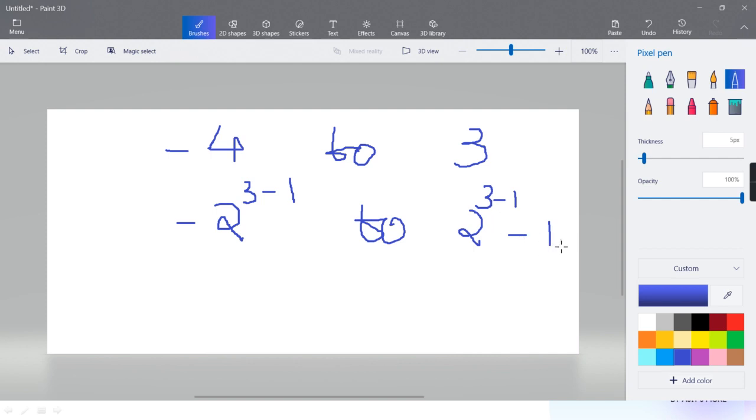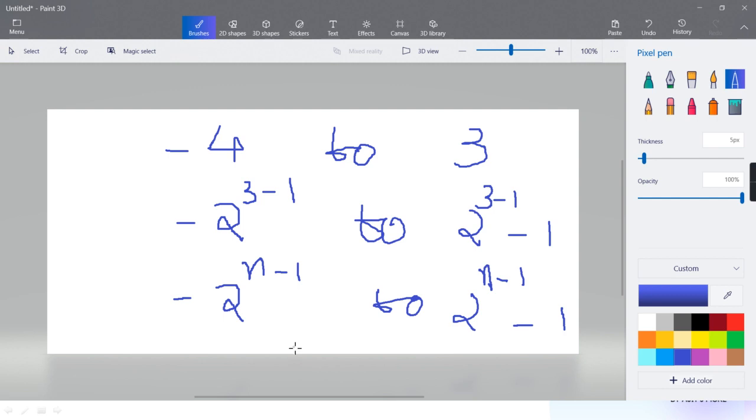So generalizing, you got minus 2 raised to 3 minus 1 to 2 raised to 3 minus 1 minus 1. Can I write it in a general form? Minus 2 raised to n minus 1 to 2 raised to n minus 1 minus 1.